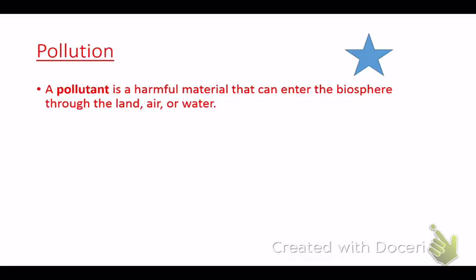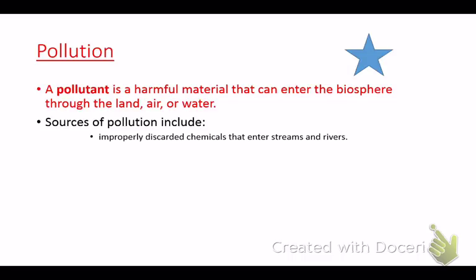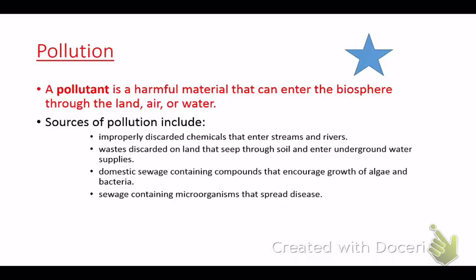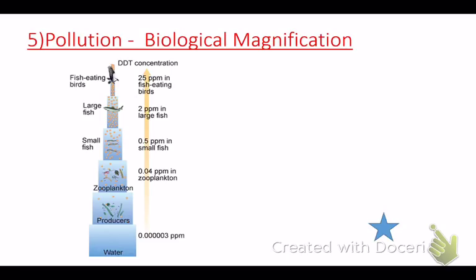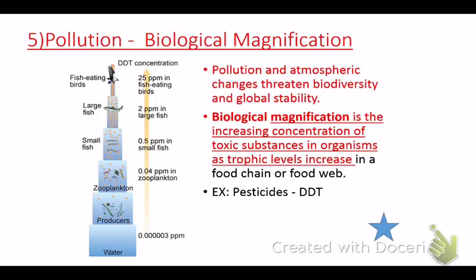Something I do want you to know about is pollution, so you definitely want to write this down. I know there's a couple groups that have to talk about different kinds of pollution. Remember, you only need to write down the red stuff unless you want to write more. But pollutants are harmful materials that enter the biosphere through land, air, or water. So there's lots of different pollutants that I know a couple groups are going to discuss, such as discarded chemicals that run into the water or run into soil and then get into water. Any wastes or sewage compounds that help algae grow or spread disease, and fossil fuels are examples of pollutants as well.